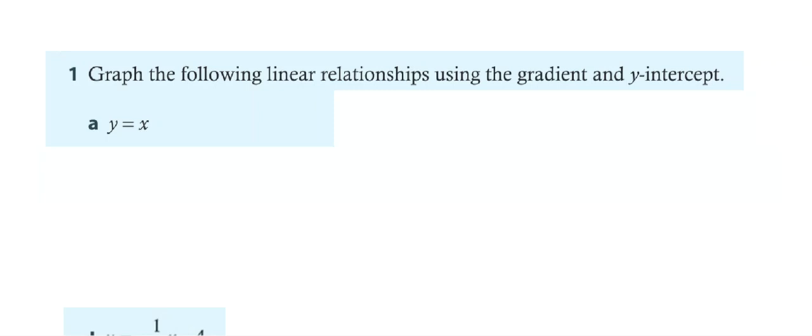So I'm going to go through a few examples. What you will need to do is have your books out, ready to go. Y equals X, just like a straight line, where if Y is 2, then X is 2.